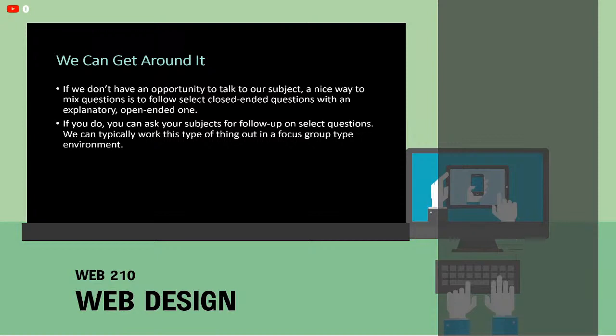But that's not always possible, especially nowadays. Everybody wants to be able to do everything online. And we all are kind of a little low on time. So if we mix closed-ended questions with open-ended questions, maybe have a few closed-ended questions and then an open-ended question that asks them to explain, we can kind of get around this idea of mixing our qualitative and quantitative data dimensions for this research.